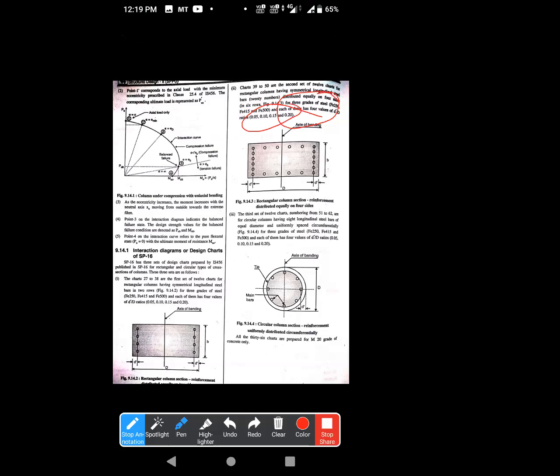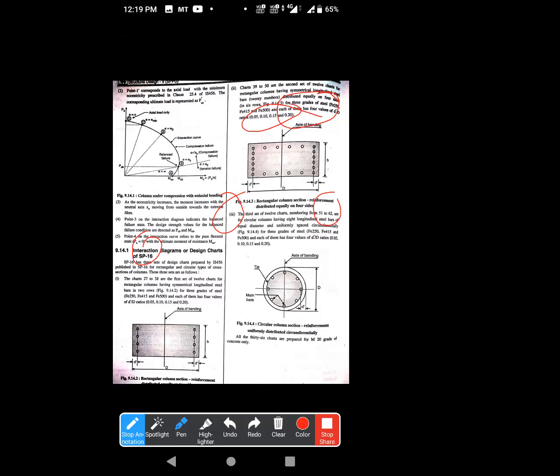Now for circular column, there are three sets of 12 charts numbering from 51 to 61. It is available in SP16. Now their chart number is given, and it is for circular columns having 8 longitudinal steel bars of equal diameter and uniformly placed circumferentially.